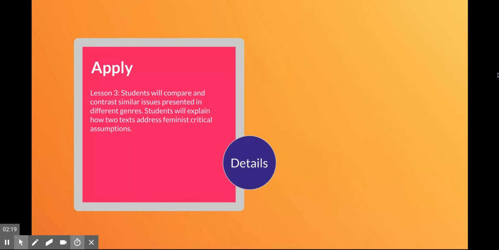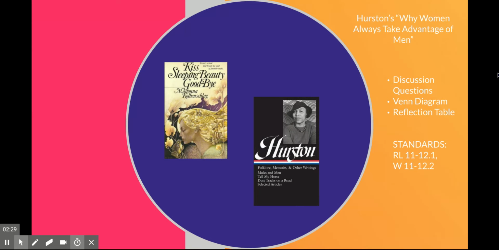Next, we are going to apply some of the things that we've learned. What I'd like to do is we're going to look at a couple of texts, the one we just read in the previous lesson, and then the next one that we're going to read, which is titled Hurston's Why Women Always Take Advantage of Men. That is a fun text that's filled with a lot of dialect that you might have seen when you read Hurston's Their Eyes Were Watching God your junior year. I want you to remember the dialect as we're reading that and get into it. Of course, we'll do some discussion questions about the text to make sure that we have a firm grip of that text and that we understand.